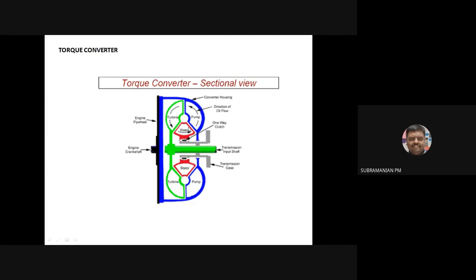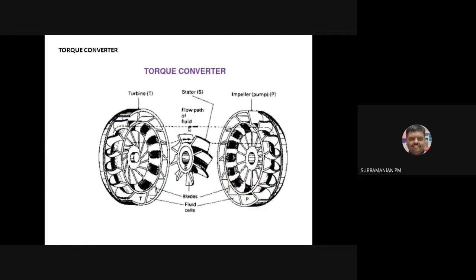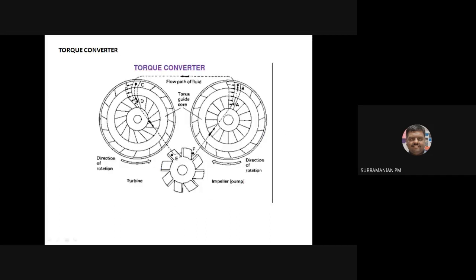Okay, listen carefully. Whenever torque multiplication is happening, when the fluid is leaving the turbine, the stator will be changing the direction and allowing the fluid to enter the impeller, so that my impeller will be rotating. It will be getting an assisting force from the fluid leaving the turbine through the stator. Once the coupling point is reached, this force will not be beneficial. So what I will be doing now is release the one-way clutch.